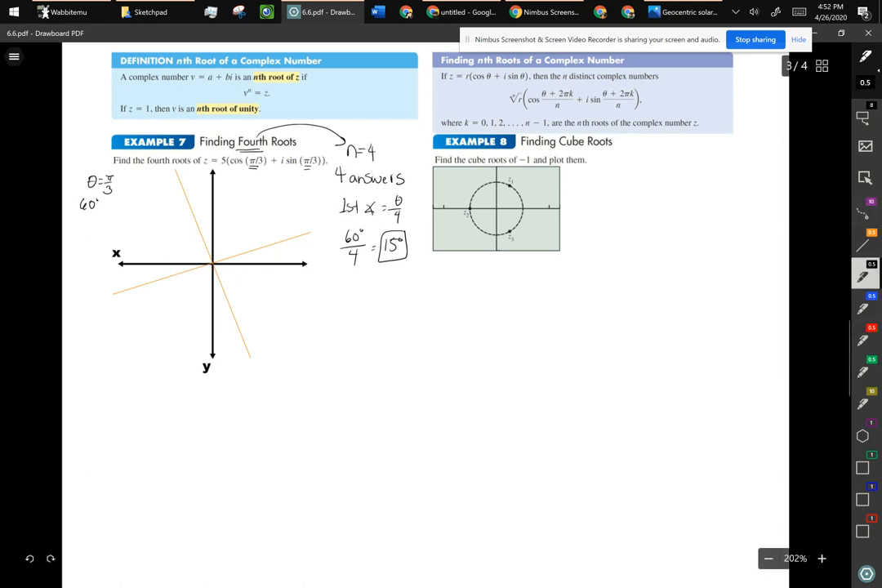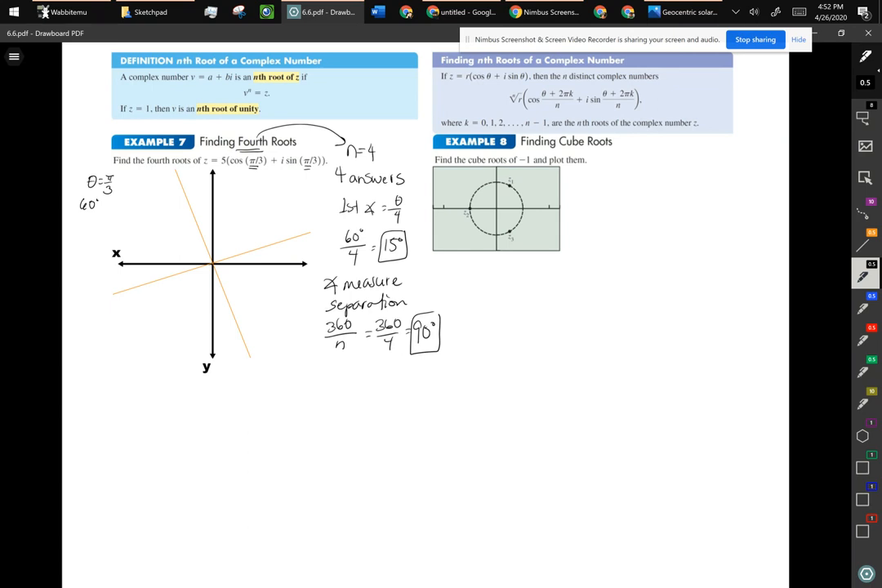So, let's see, the angle measure separation in this case would be 360 over n, or in this case, 360 over 4, which is 90 degrees. Okay, so I know that each solution will be 90 degrees apart from each other.